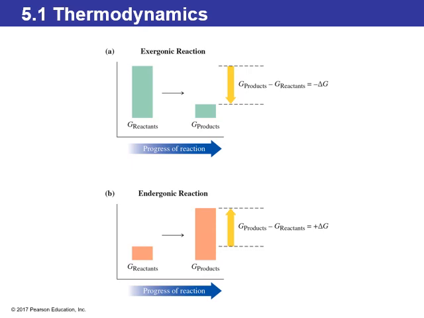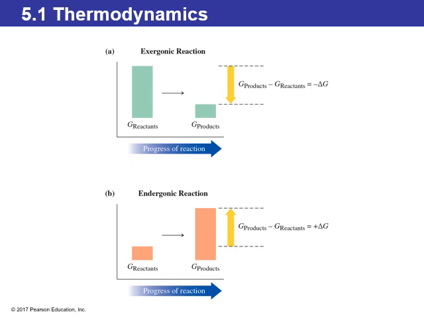So this might be one way I could represent this on a test and expect you to tell me what's going on here. In figure A, we have the G, or Gibbs free energy of the reactants, and we have the Gibbs free energy of the products. As you can see, the free energy of the products is less than the energy of the reactants. We calculate delta G by taking the energy of the products minus the energy of the reactants.